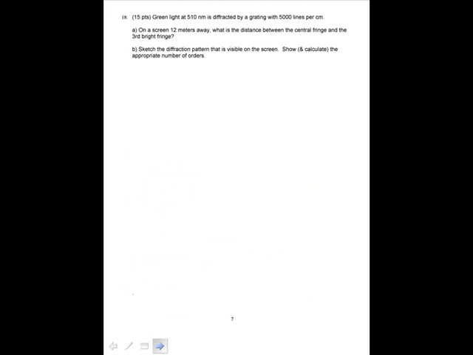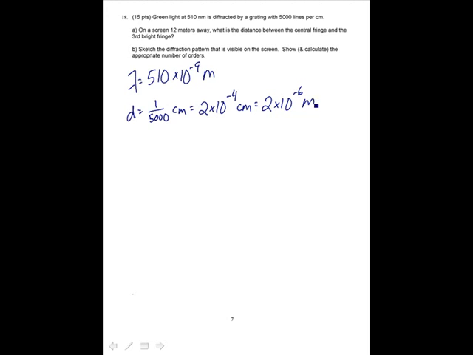Green light at 510 nanometers, written in SI units, is diffracted by a grating with 5,000 lines per centimeter. So d is equal to 1 over 5,000. That's in centimeters, which is 2 times 10 to the minus 4 centimeters, which is 2 times 10 to the minus 6 meters.